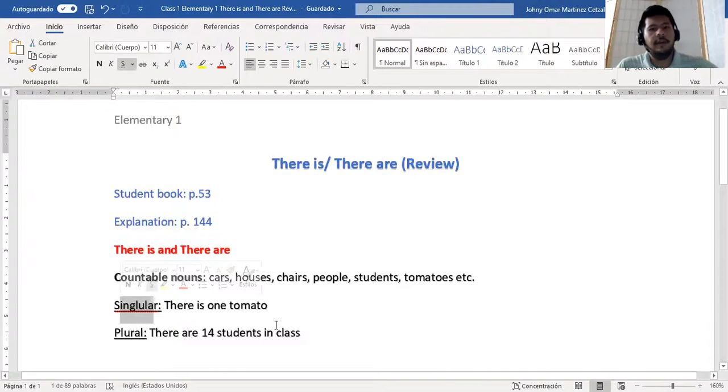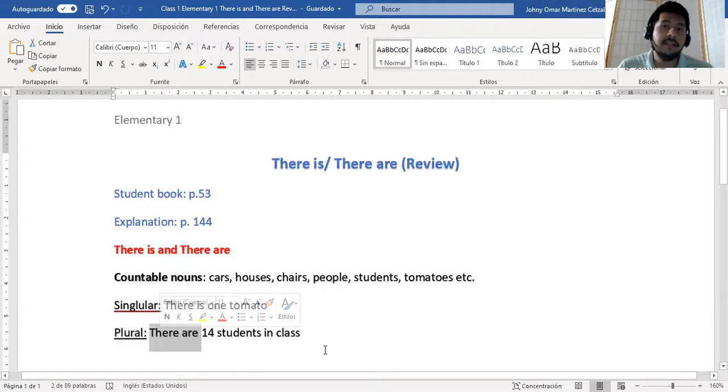For example, singular, there is one tomato. You can count one, you're counting, okay? With one, you're counting. One car, one house, one chair, one person, one student, and one tomato. So there is one tomato. Hay un tomate. In the case of plural, you have to use there are.